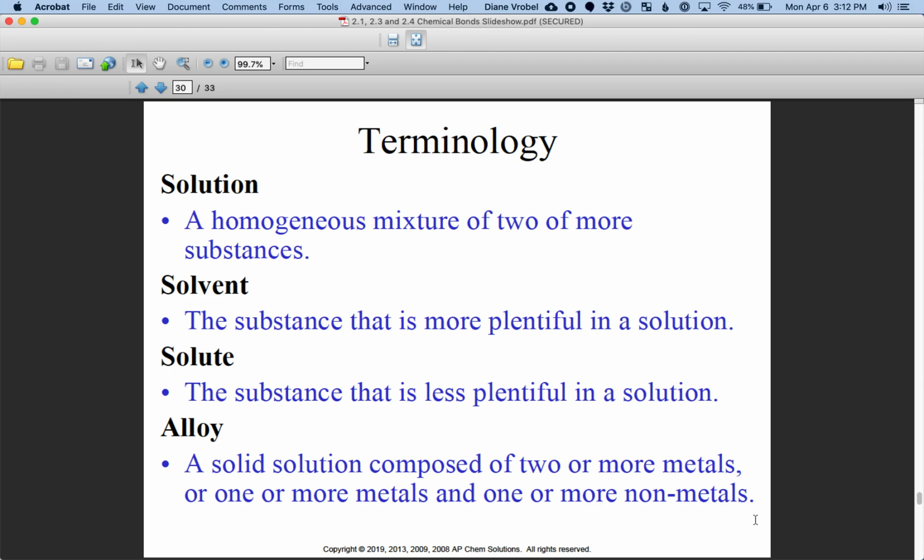Okay, I forgot we had a few more things we had to add here when we talk about metals. I'm less concerned about solution, solvent, and solute. I'm assuming you already know that. I'm more concerned about alloy. It's really important to remember that alloy is usually two or more metals.